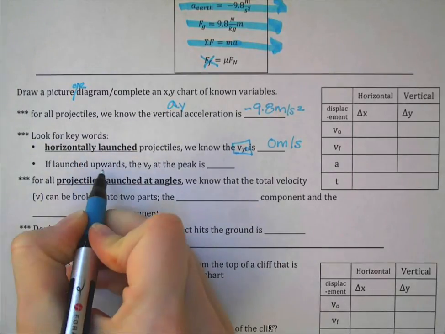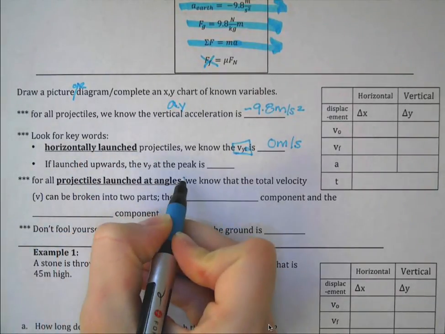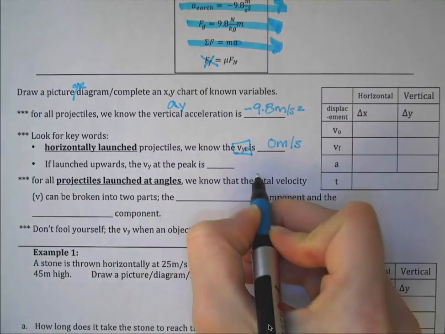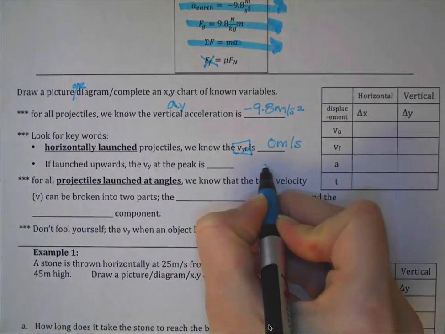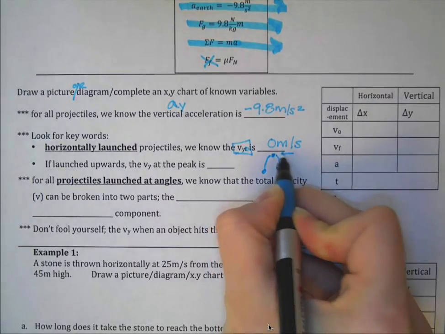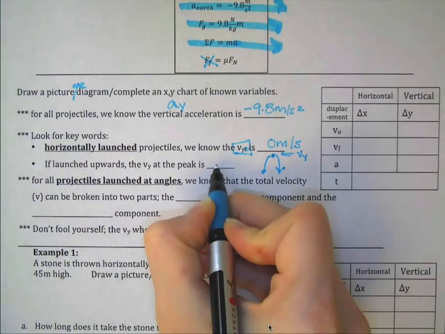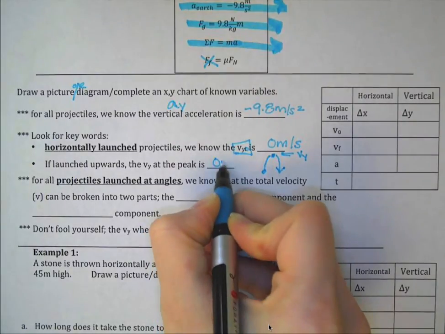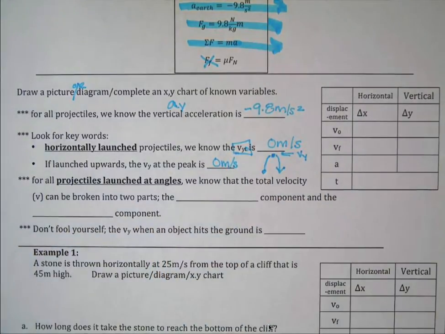If launched upwards, the Vy at the peak of the path, and I'm talking about something that's launched upwards, here's the peak, falls down. The vertical velocity at that peak is 0 meters per second. So again, that's just understanding that conceptual part about things as they are flying in the air.